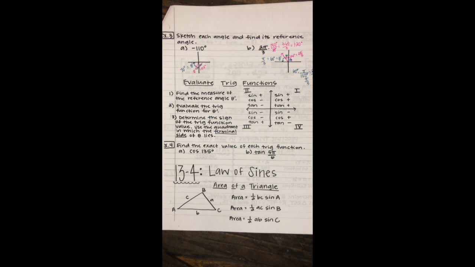The last part of section 3, which I find to be really helpful, again, just like the unit circle, it's worth memorizing at the same time, but it's just evaluating trig functions. So these are just 3 steps. Step 1, find the measure of the reference angle, theta prime. That's what we did here. Step 2, evaluate the trig function for theta prime. And step 3, determine the sign of the trig function value. Use the quadrant in which the terminal side of theta lies.